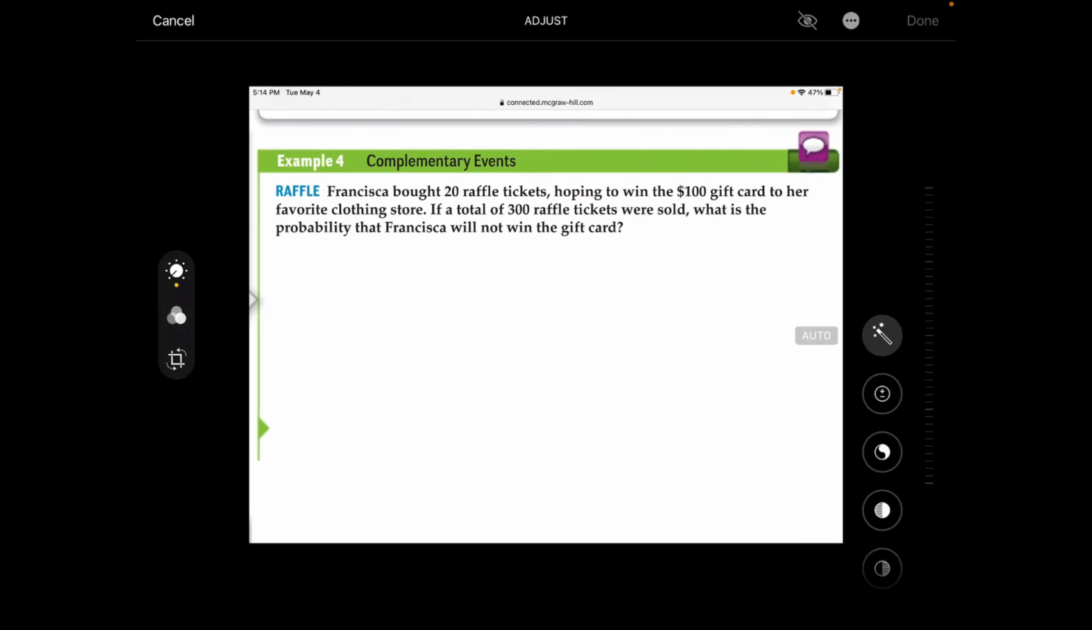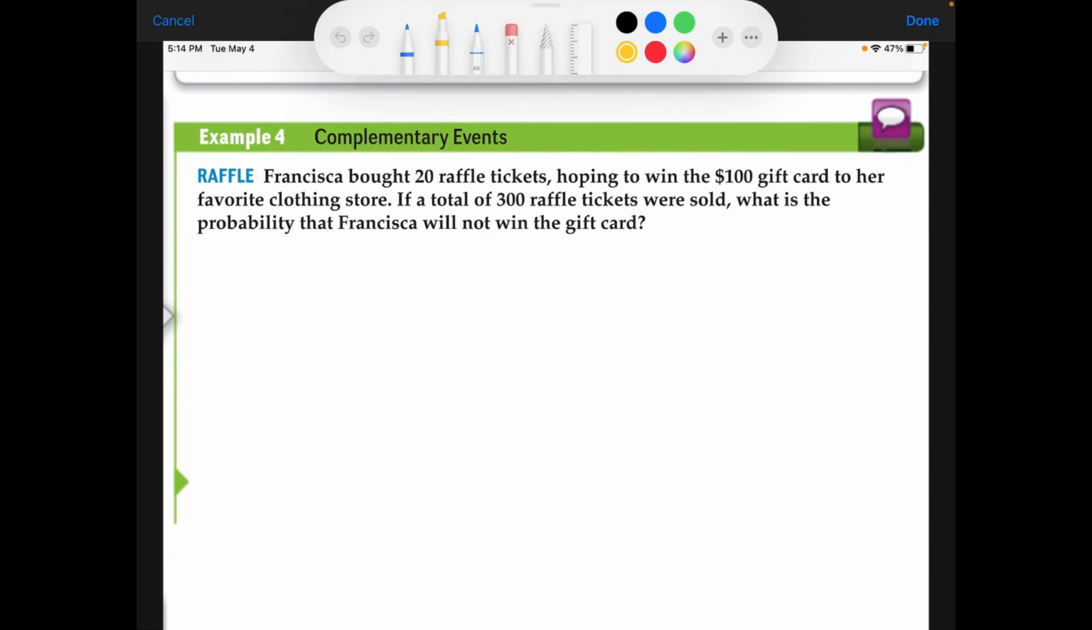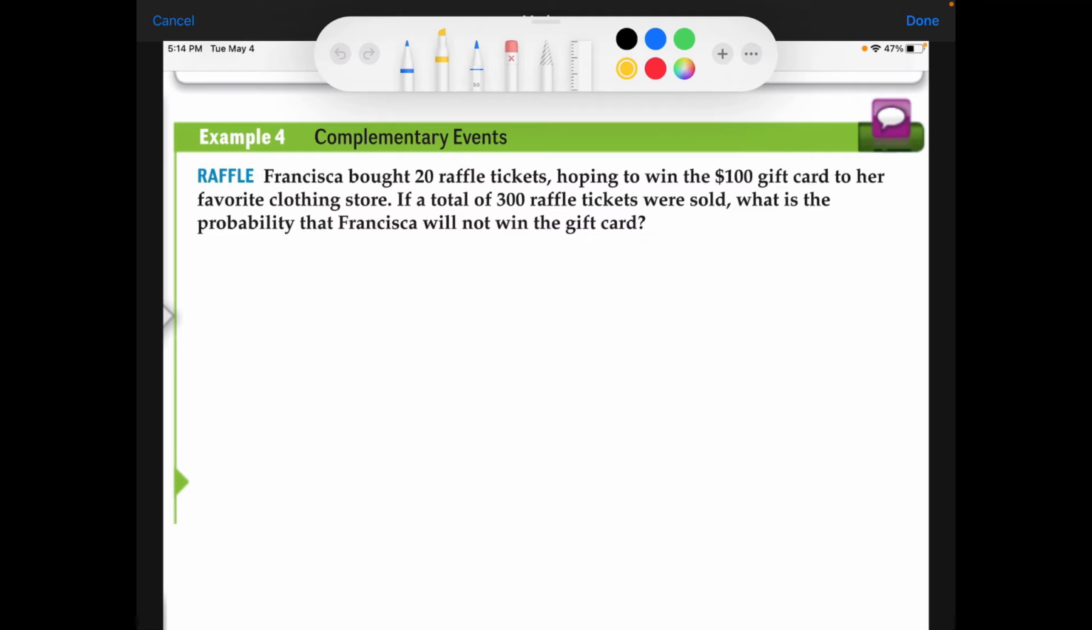So here it says, Francisca bought 20 raffle tickets, hoping to win the $100 gift card to her favorite clothing store. If a total of 300 raffle tickets were sold, what is the probability that Francisca will not win the gift card? What are the chances of her not winning? Well, we can see that there are 300 raffle tickets. She bought 20 of them. So how many are left, right?